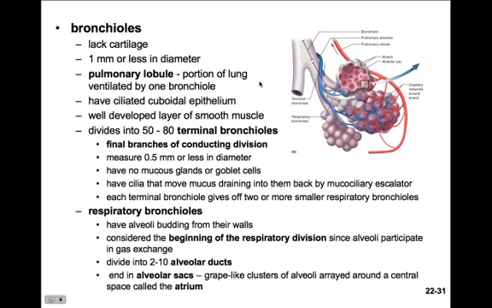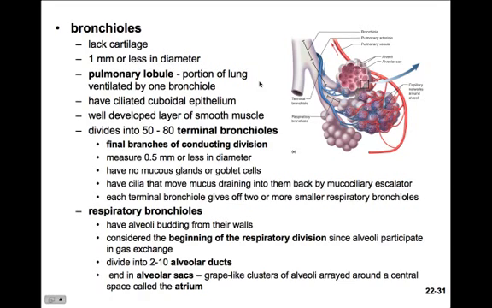The bronchioles are continuations of the airway, but they lack supportive cartilage. They're 1 millimeter or less in diameter. The portion of the lung that's ventilated by one bronchiole is called a pulmonary lobule. Bronchioles have ciliated cuboidal epithelium and a well-developed layer of smooth muscle. They divide into 50 to 80 different terminal bronchioles. Terminal bronchioles are the final branches of the conducting division. They measure half a millimeter or less in diameter.